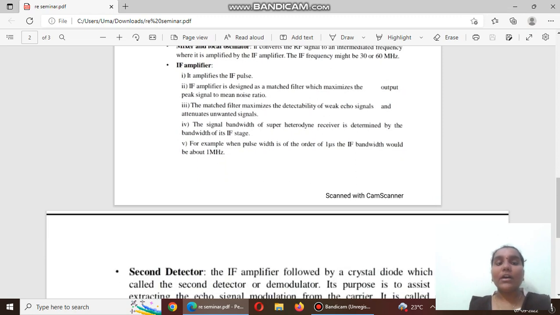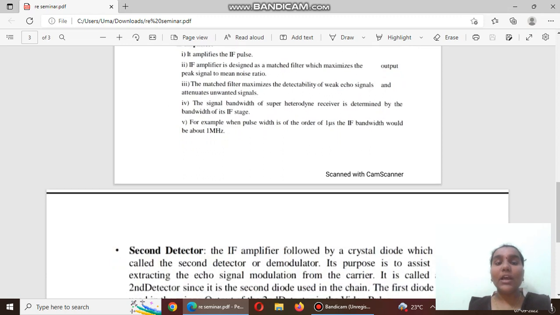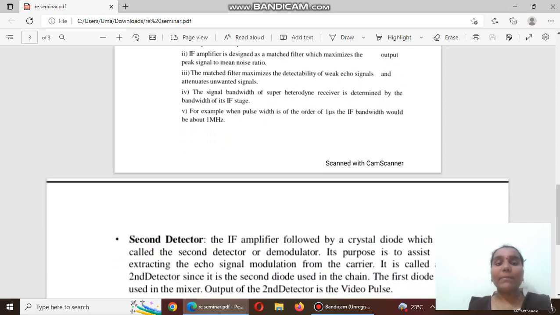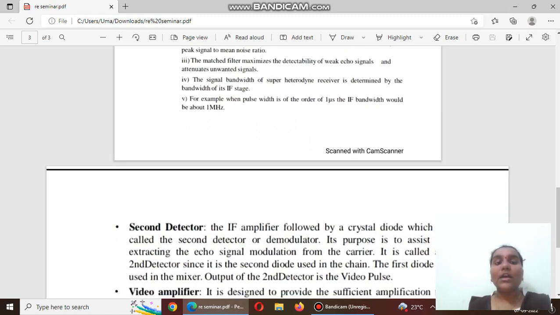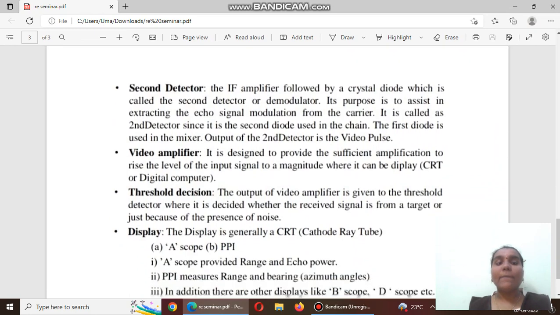IF amplifier: it amplifies the IF pulse, and the IF amplifier is designed as a matched filter which maximizes the output peak signal to mean noise ratio. The matched filter maximizes the detectability of weak echo signals and attenuates unwanted signals. The signal bandwidth of a superheterodyne receiver is determined by the bandwidth of its IF stage.